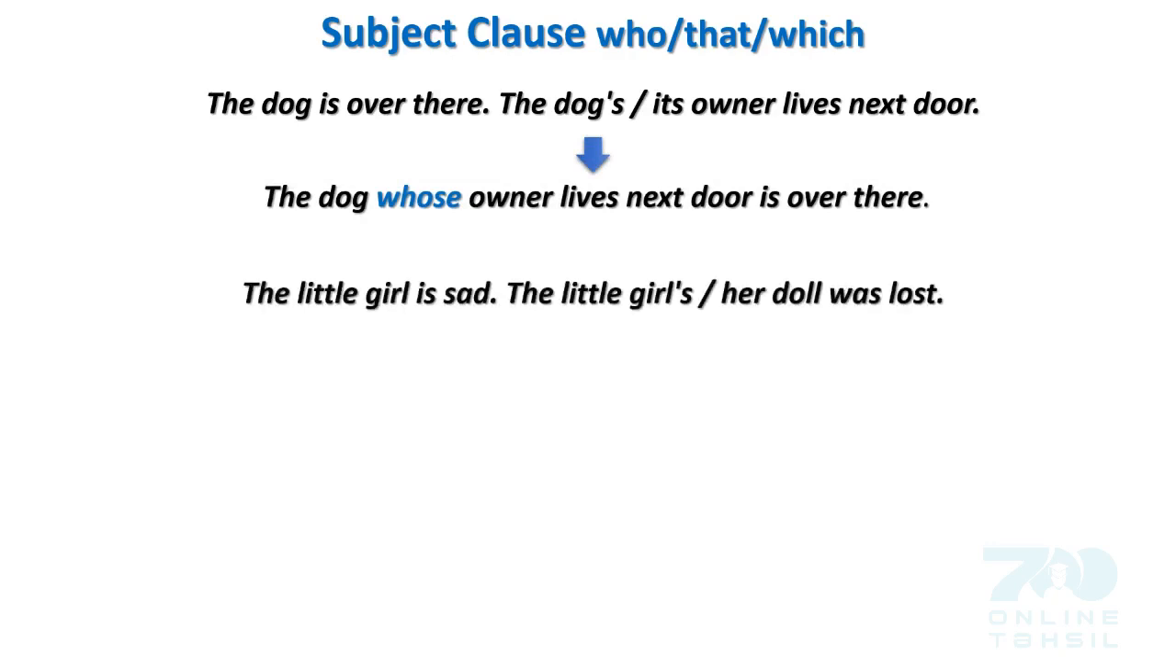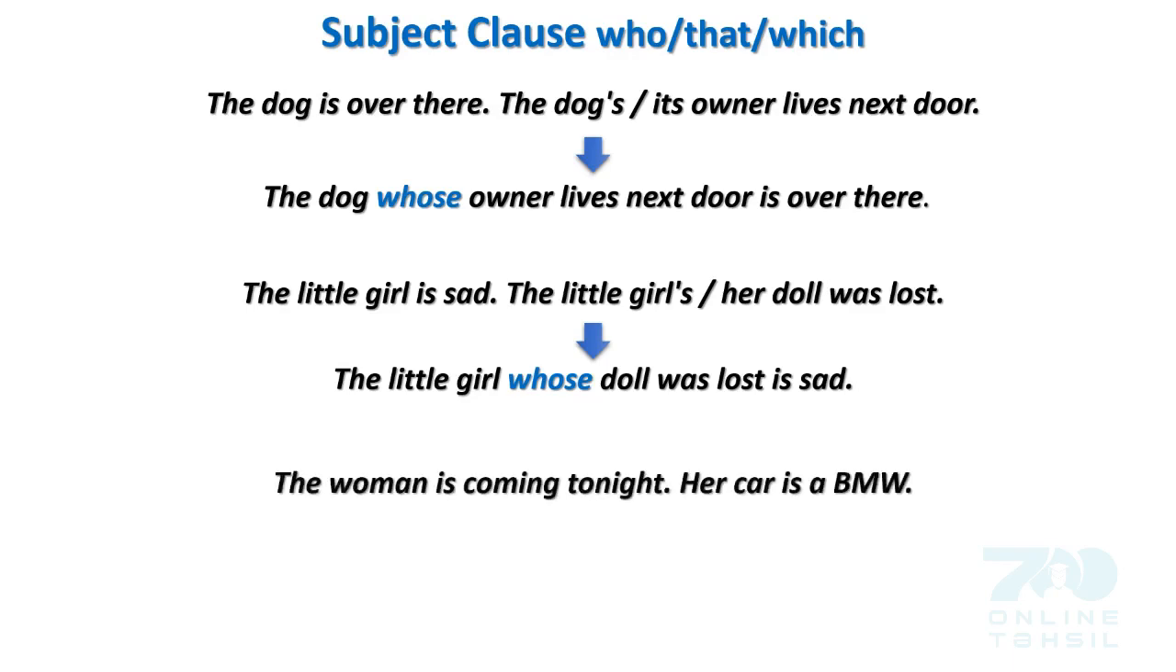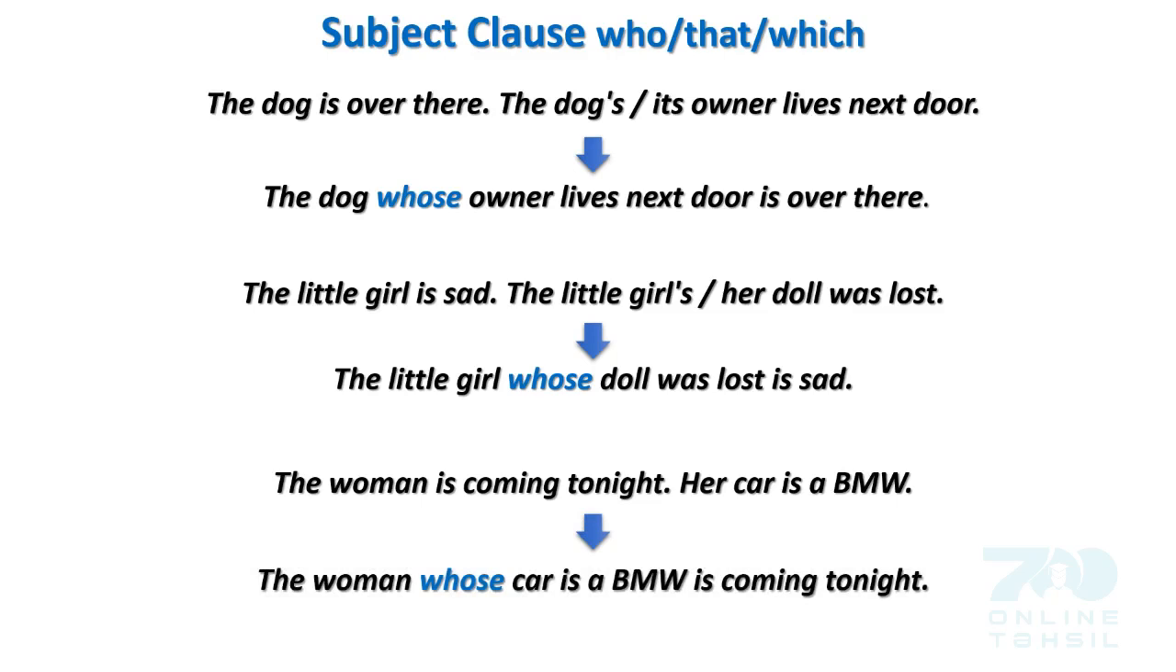The little girl is sad. The little girl's, her doll, was lost. The little girl whose doll was lost is sad. The woman is coming tonight. Her car is a BMW. The woman whose car is a BMW is coming tonight.